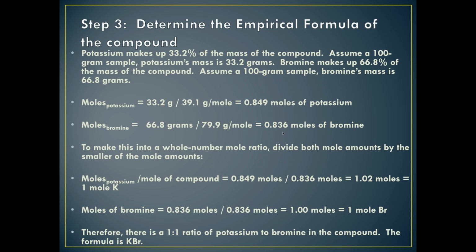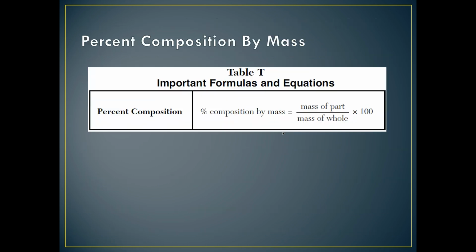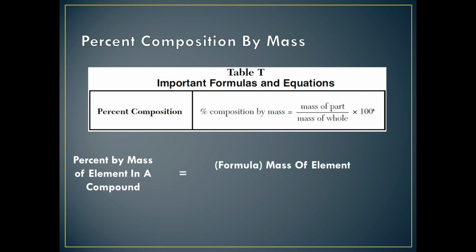Now I'm going to be showing you in more detail how to do this in the next topic. But what we need to figure out first is, how do we find out the percent? So to find the percent, we use Reference Table T on the back of your reference tables, the percent by mass formula. Percent by mass is the mass of part divided by the mass of whole times 100. So to find the percent by mass of an element in a compound, you would simply take the formula mass of each element and divide it by the formula mass of the compound, part over whole, and you would multiply the resulting ratio by 100 to turn it into a percent.